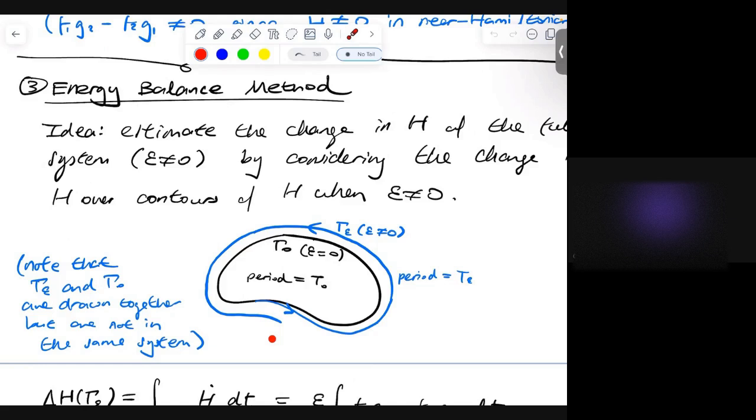I put a note here to remember that although I've drawn the blue and the black trajectories together, they are actually not part of the same system. So I've just drawn them together so that you can see what the difference is between them more easily. But the black trajectory is in the unperturbed system, and the blue trajectory would be in the perturbed system.